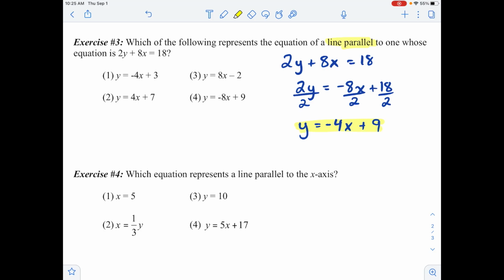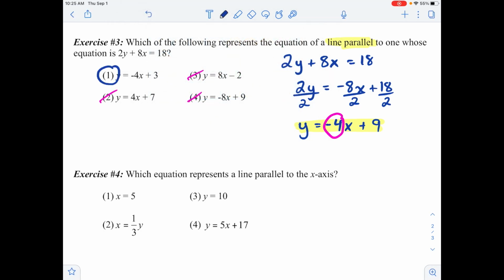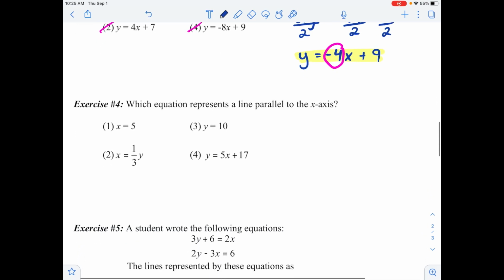I want to come up with an equation that is parallel to this. So hopefully you're looking at this equation, you're extracting the slope and saying I need a line parallel to that, so I need it to have the same slope. These are not the same slope. It's going to be choice 1. Choice 1 has negative 4 as the slope. Which equation represents a line parallel to the x-axis? Okay, I'm going to draw this out.